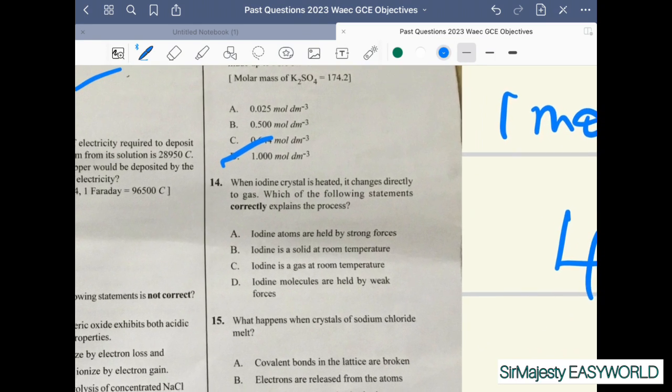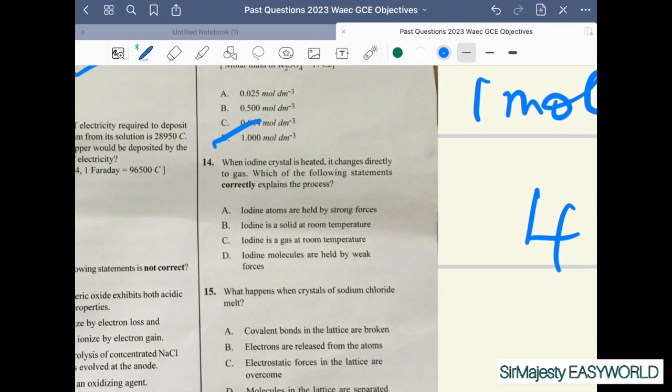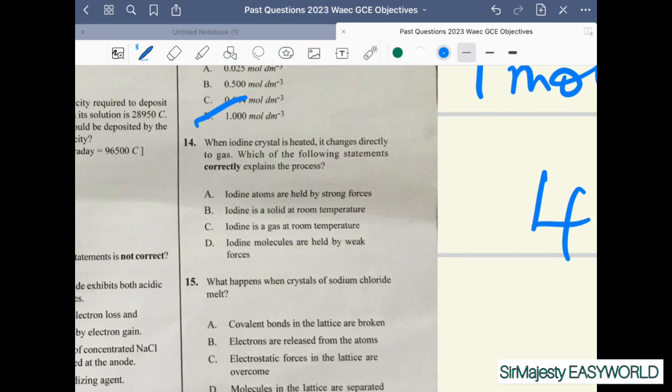Number 14 says, when iodine crystal is heated, it changes directly to gas. Which of the following statements correctly explains the process? A. Iodine atoms are held by strong forces. B. Iodine is a solid at room temperature. C. Iodine is a gas at room temperature. D. Iodine molecules are held by weak forces.